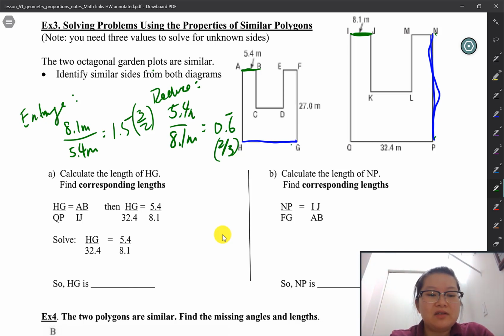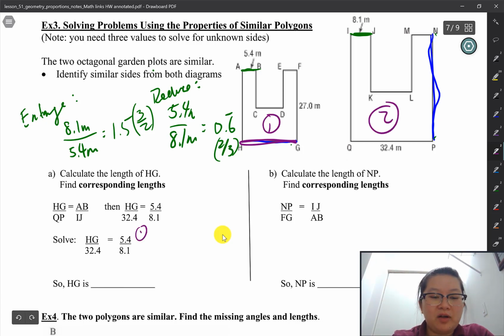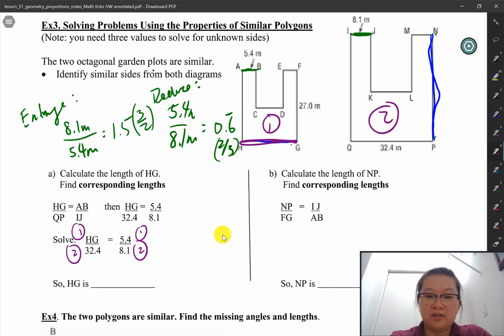We know that AB to IJ, these are similar. They did the smaller polygon to the bigger polygon. So if we want to find HJ, which is this one down here, which I'll use purple, we also need to make sure they match in terms of what's on top, what's on the bottom. If the smaller one's on top, let's label this 1 and let's label this 2. I want the first polygon over the second polygon, and I want that to be the same on the other side of my ratio, in which my smaller side length is taken over the longer side length, QP, 32.4 meters.